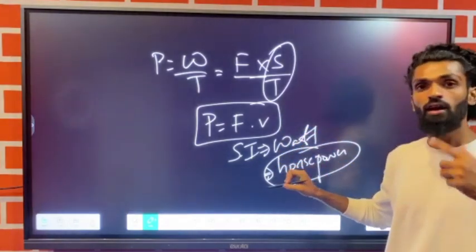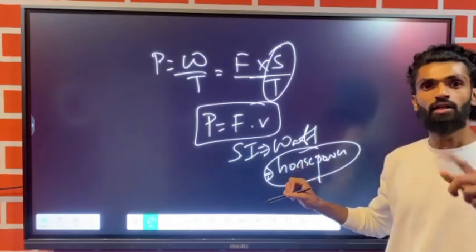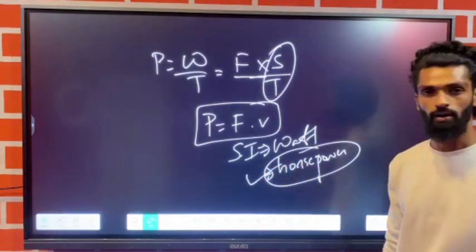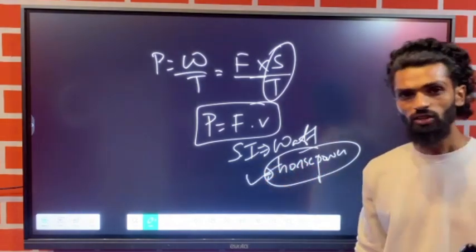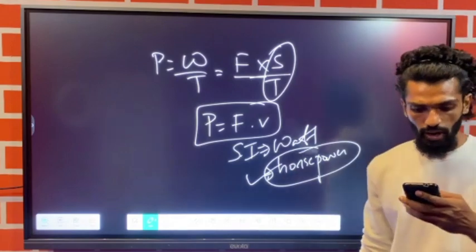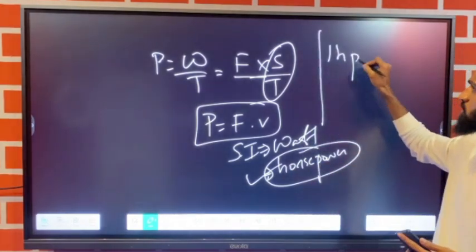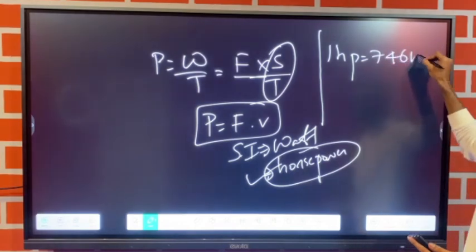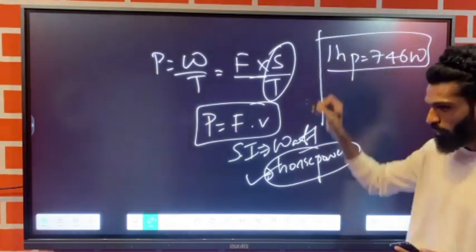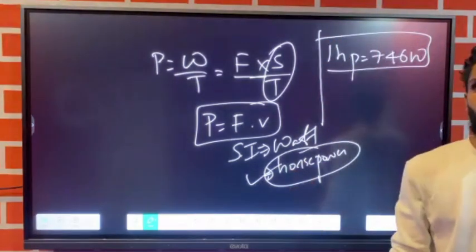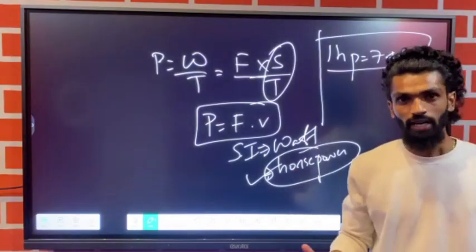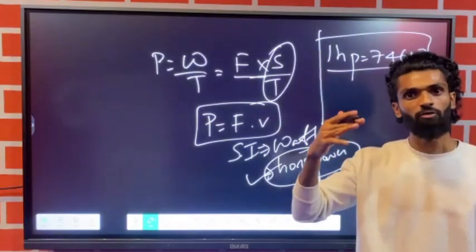And then the other, okay, how to define horsepower? Another unit of power is called horsepower. They'll also ask you what is the relation between 1 horsepower and 1 watt. You should write 1 horsepower is always equal to 746 watt. This is important because in few questions you will see that once you get the answer of power, it will be in horsepower. Why? The question would have been given in horsepower.